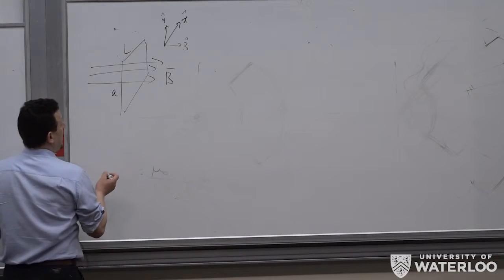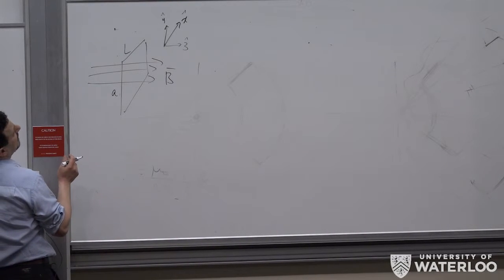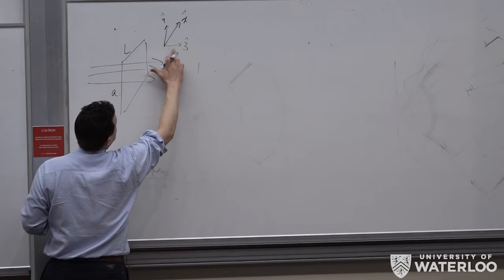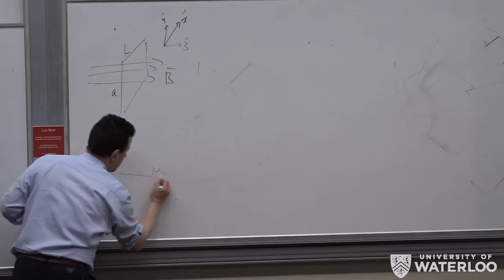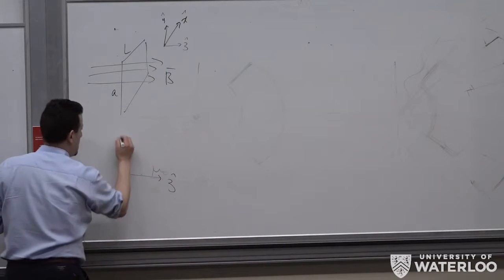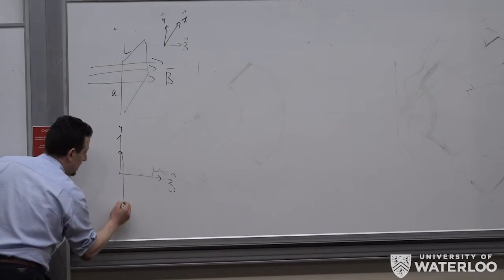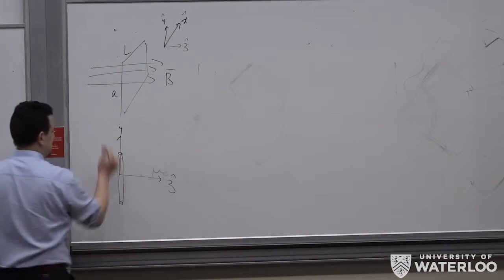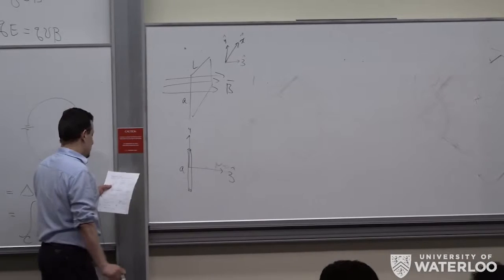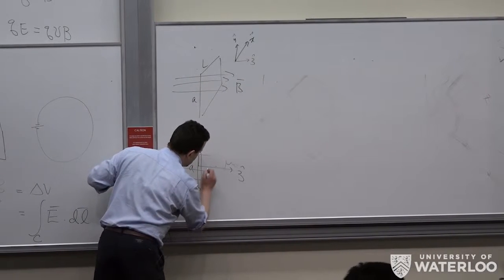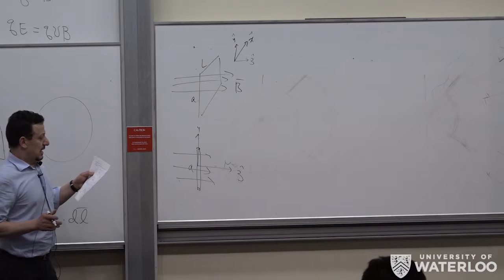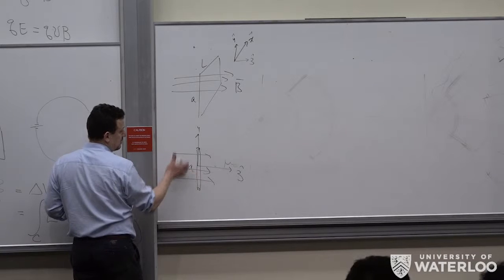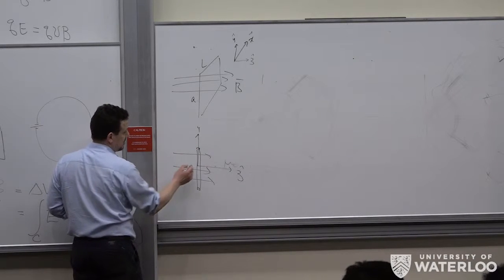Now I'm going to view this looking at the ZY plane. So the loop will be like this. I only see one side, the A side. All right, so B is going in that direction. Maximum B will be cutting through the loop if the loop is orthogonal to the direction of B.